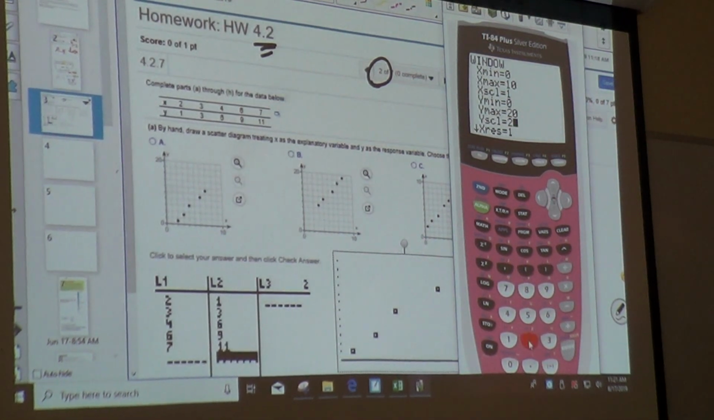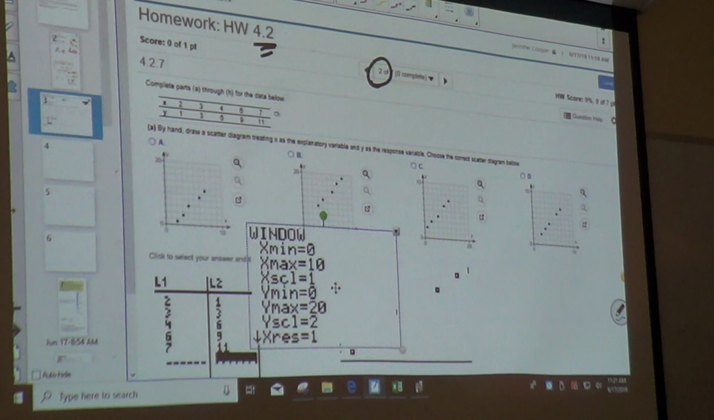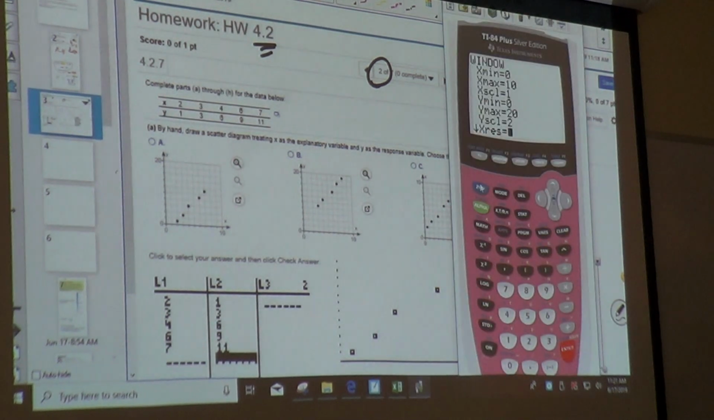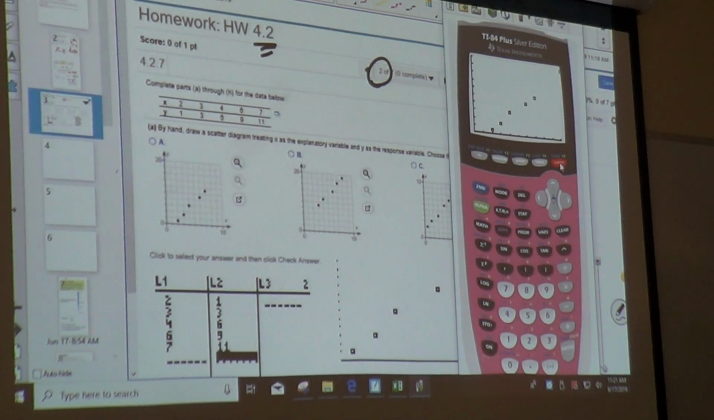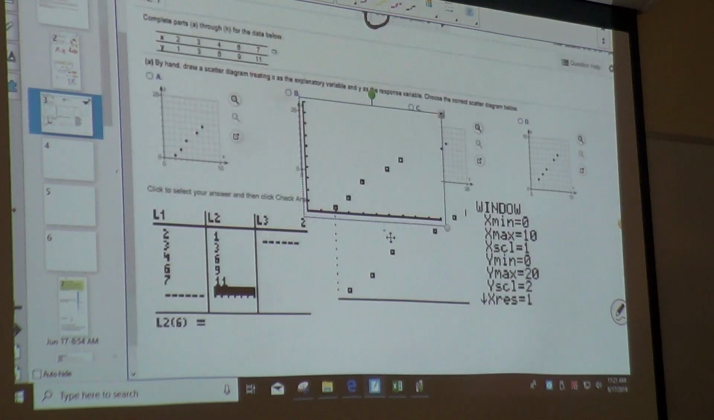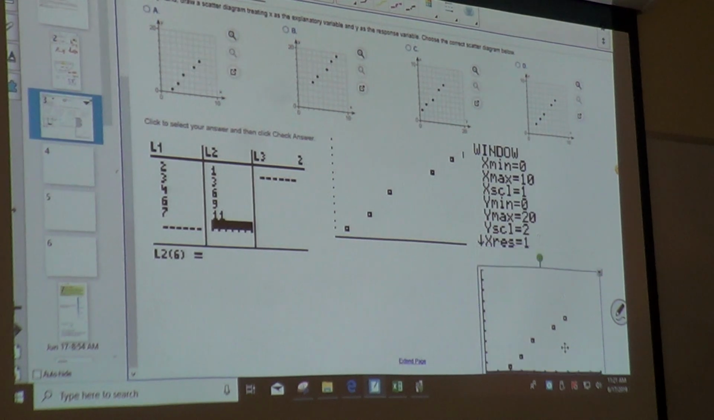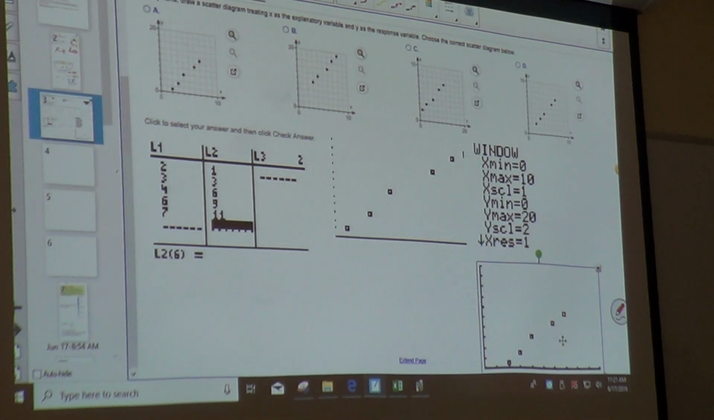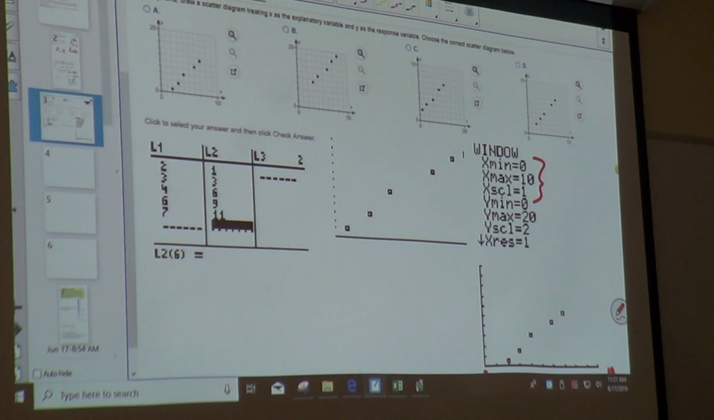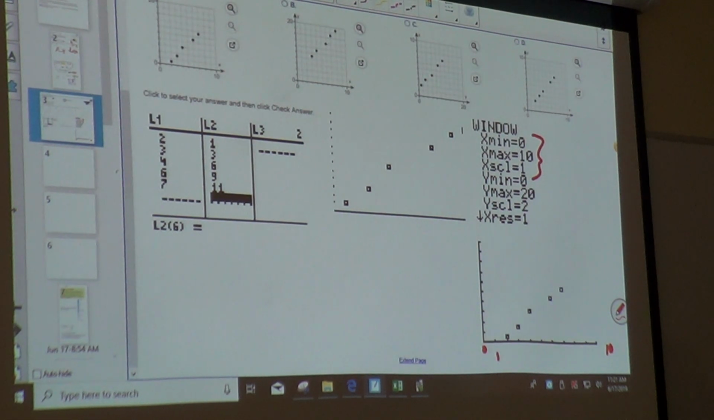So I'm just triple checking to make sure. So this just makes sure. Now when I do graph, it just changed my axis just enough so that I know for certain that this means I'm going from 0 to 10 and I'm counting by ones. And the other one means I'm going from 0 to 20 and I'm counting by 2s.